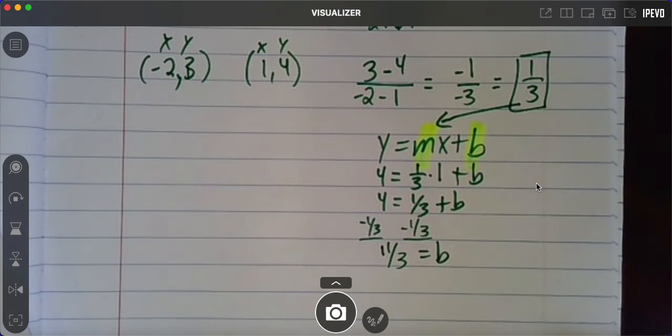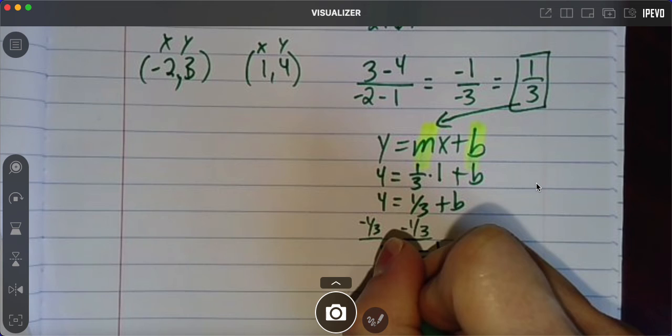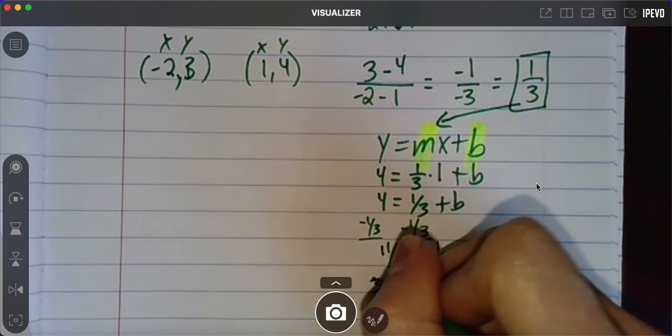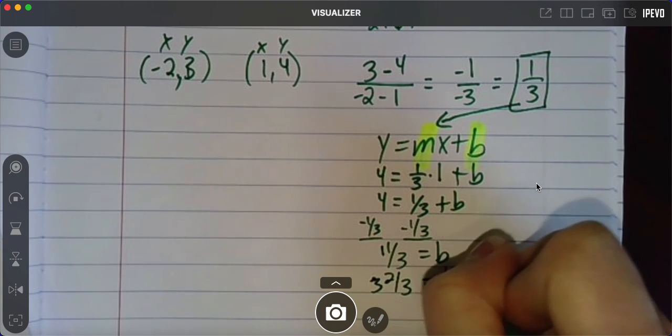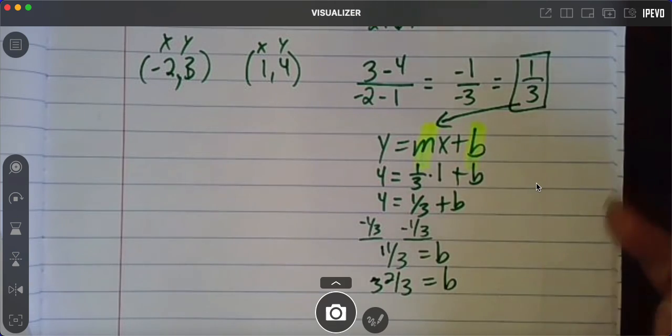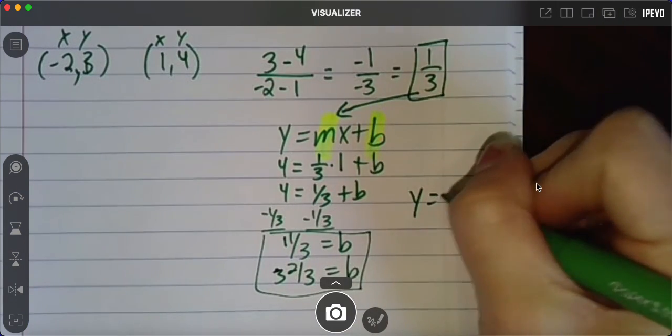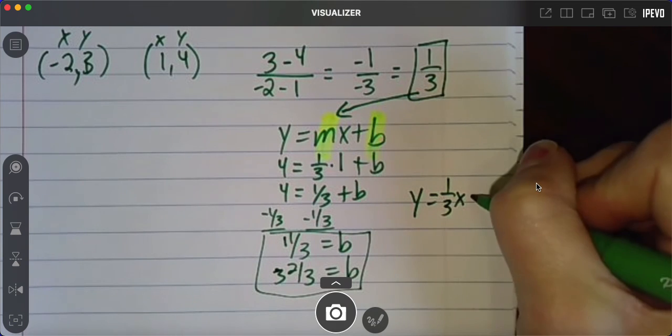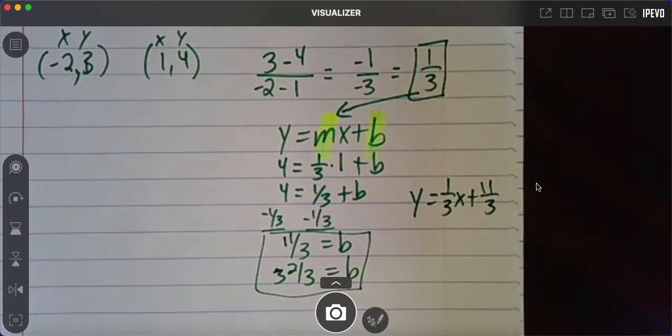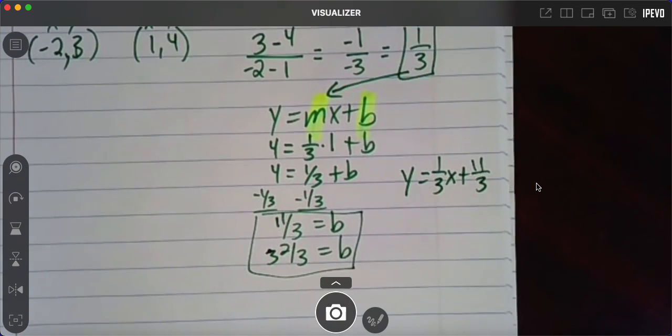So you could have either gotten 11 over 3, and some of you did that in your head without the calculator, got a mixed number. That's great too. You can do that. And you got 3 and 2/3. Right? Isn't that what you said? So then your B equals 11/3, that's the same thing. And you would just plug it back in. So you have y equals 1/3 x, there's my slope, plus 11/3. Or 1/3 x plus 3 and 2/3. Okay, I would have taken either answer.